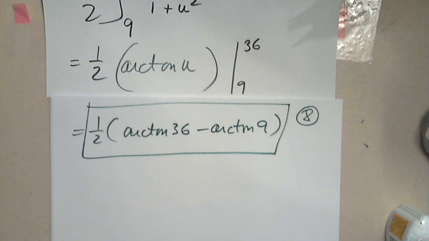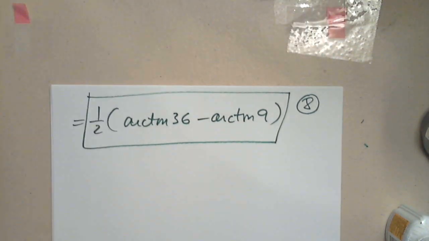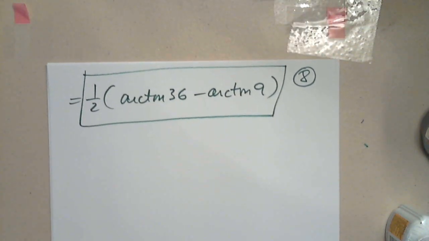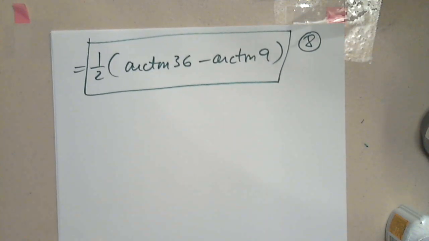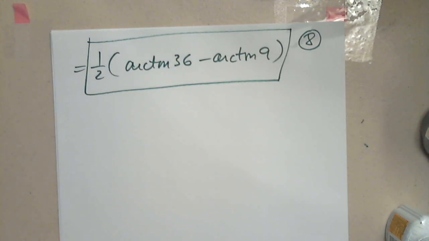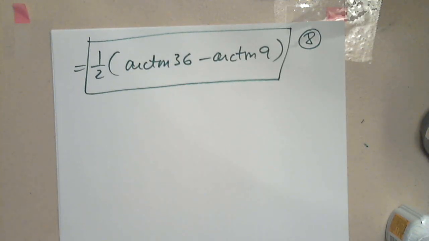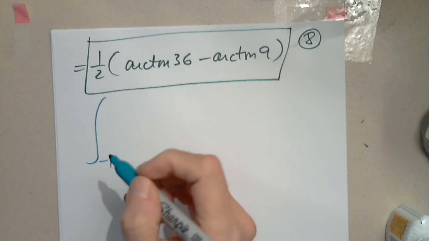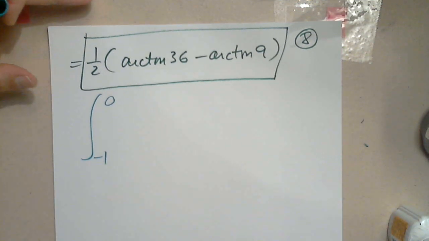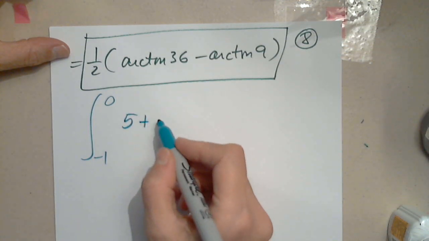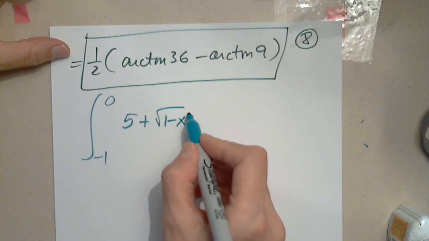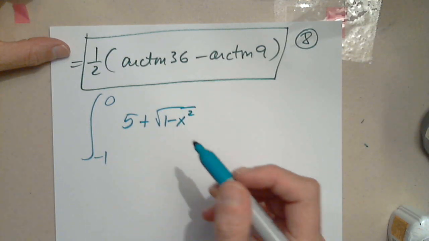It's kind of interesting the way it works out because it's a semicircle that you have to calculate the integral for. So mine was the integral from -1 to 0 of the quantity 5 plus the square root of 1 minus x squared, all of that times dx.